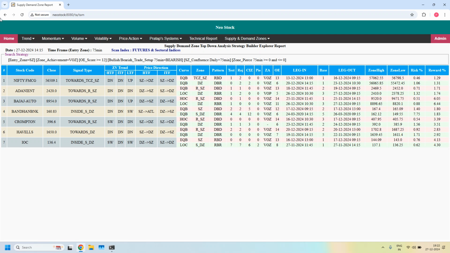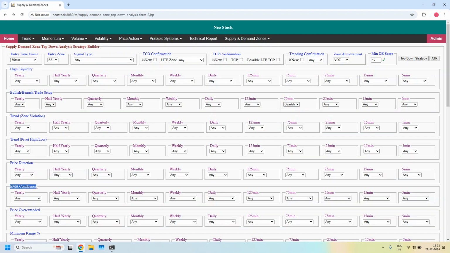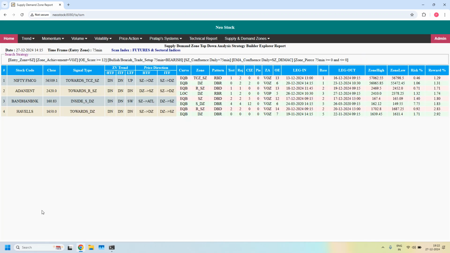ITF trend is daily trend. Because the daily trend is down, we can set daily EMA confluence. In the EMA confluence at a daily time frame, the daily supply zone having daily EMA confluence filter is enabled. Because the 75 minute supply zone is part of the daily supply zone, with daily supply zone with daily EMA confluence, we got 4 stocks. So these 4 stocks are even more high probability trade setups, 75 minute supply zones supporting bearish trade setup based on LTF, ITF supply zone confluence and also EMA confluence.